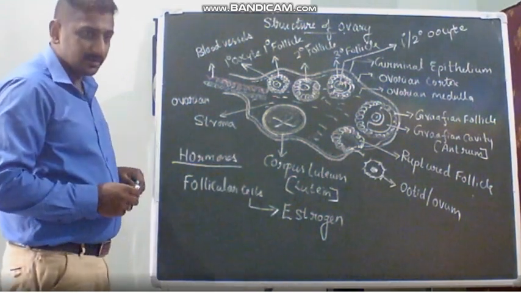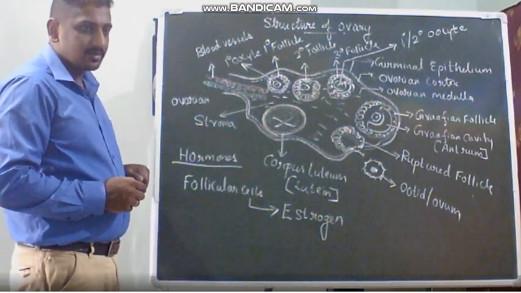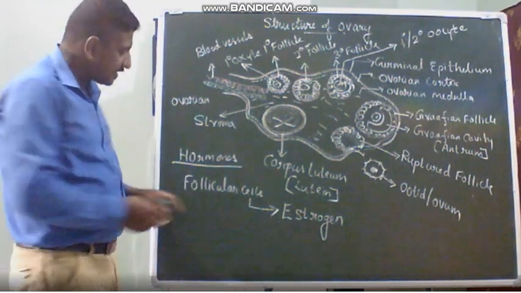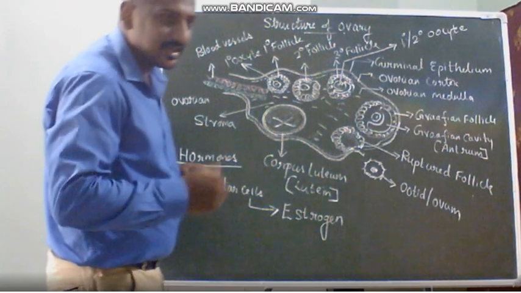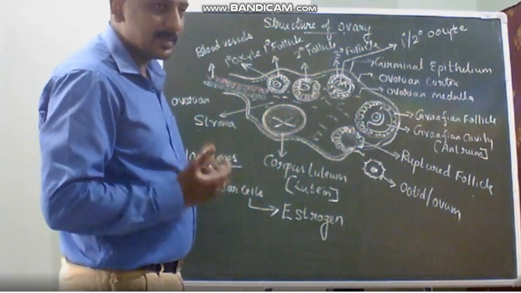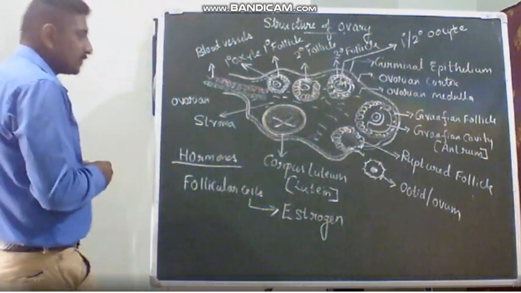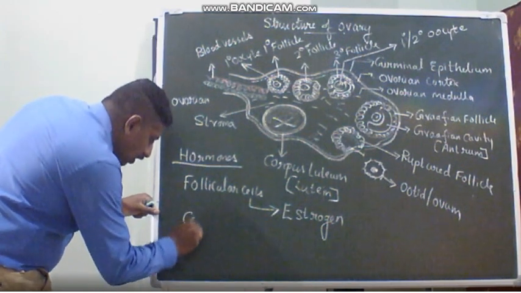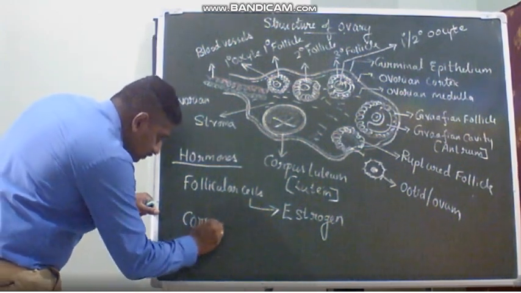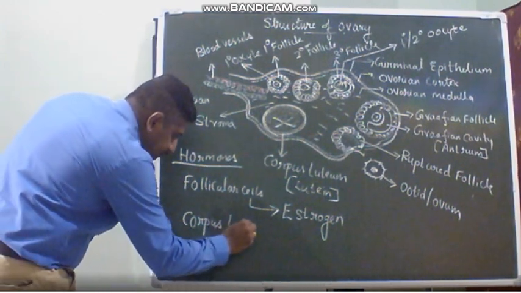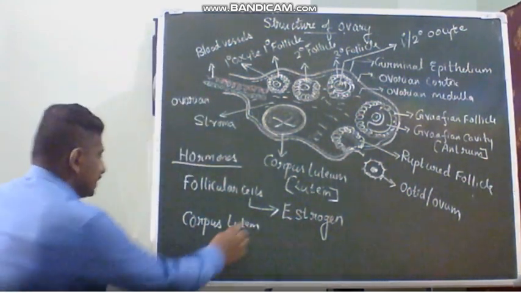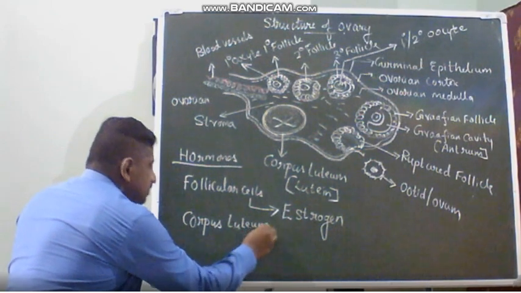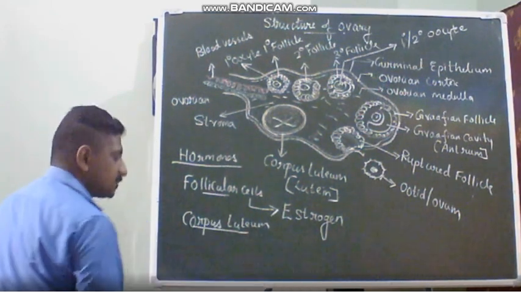What is the hormone secreted by the growing follicular cells? What is the hormone secreted by the follicular cells? Yes, children? Estrogen. Yeah, estrogen. We have another one called as corpus luteum. The corpus luteum is having two types of secretion.